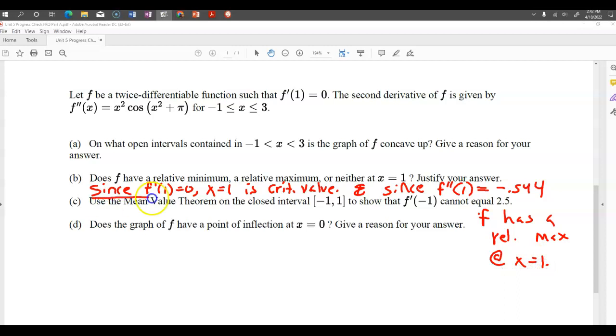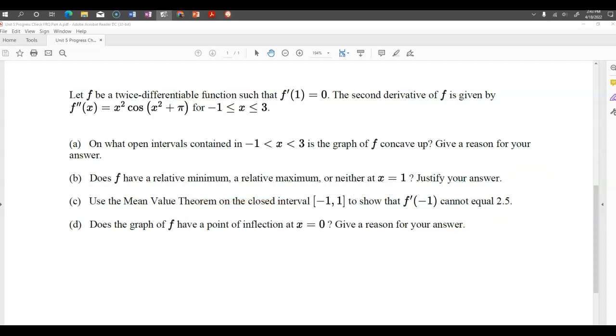So, since this is a critical value, we can do the second derivative test and plug that critical value into the second derivative. Since my second derivative comes out negative, that critical value is at the top of a concave down function, and therefore that makes it a relative max. So that would be our answer to part B.